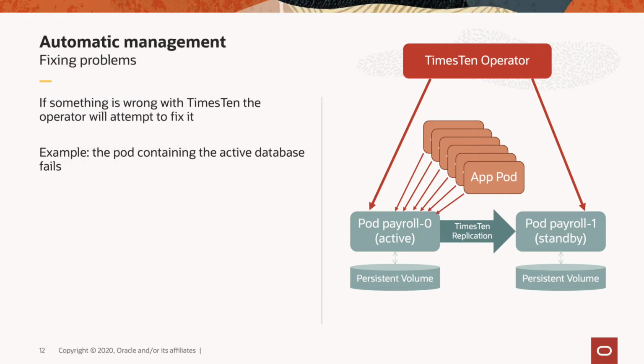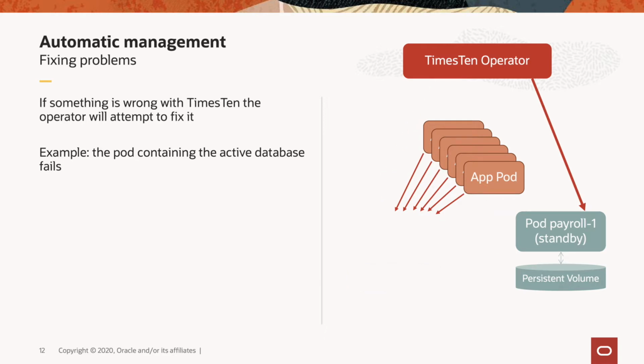So let's walk through a scenario here, right? Let's imagine, failures happen. In this example, let's imagine that the pod containing the active database fails. And that's a problem, of course, because it's the read-write database. It's the one that all of the applications are using. And if that active database fails, that's kind of an emergency, right? Our applications can't run anymore. So the pod running the TimesTen database that is the active fails.